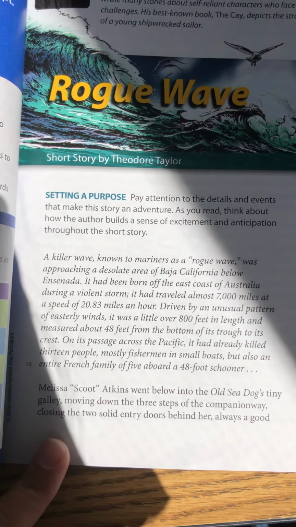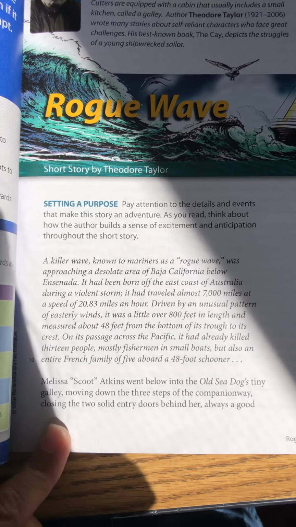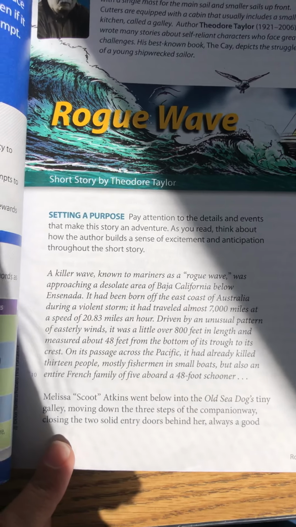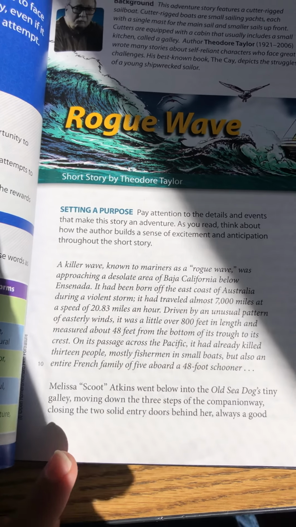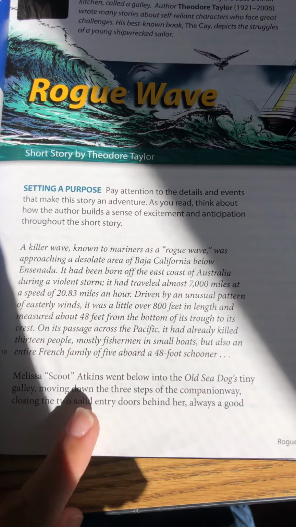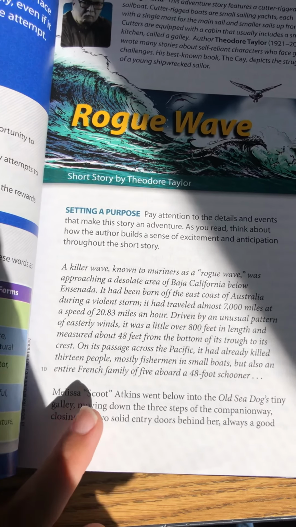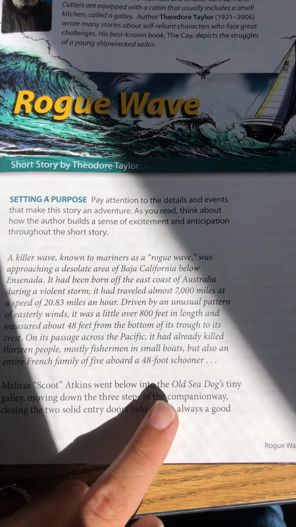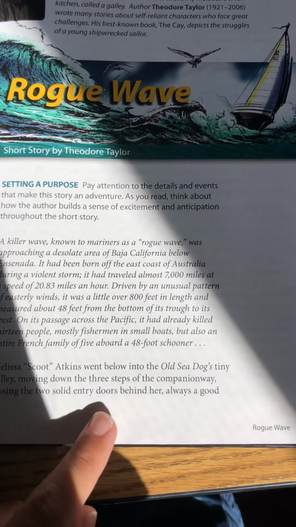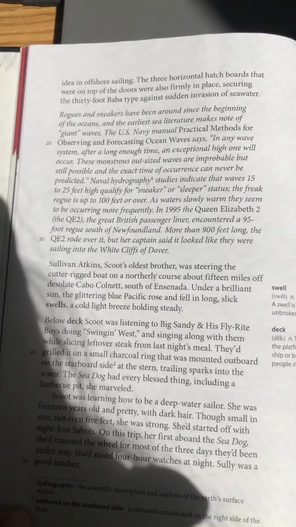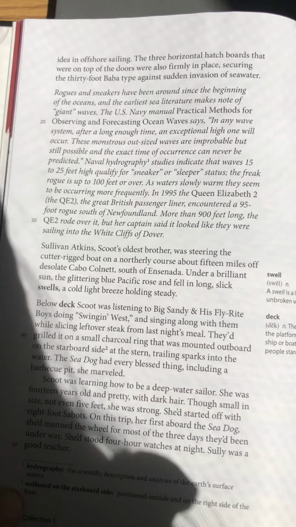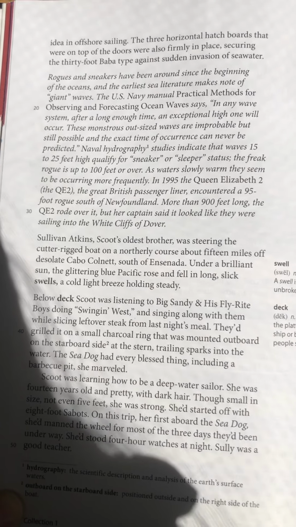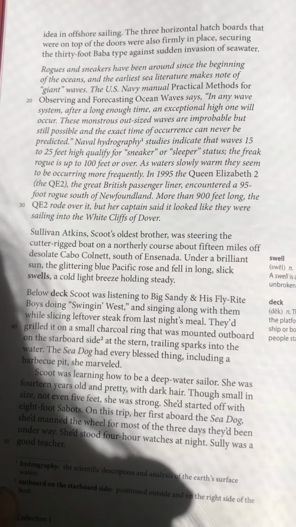On its passage across the Pacific, it had already killed 13 people, mostly fishermen on small boats, but also an entire French family of 5 aboard a 48-foot schooner. Melissa Scott Atkins went into the old Sea Dog's tiny galley, moving down the 3 steps of the companionway, closing the solid entry doors behind her. Always a good idea in offshore sailing. The 3 horizontal hatchboards that were on the top of the doors were also firmly in place, securing the 30-foot boat against the sudden invasion of seawater.